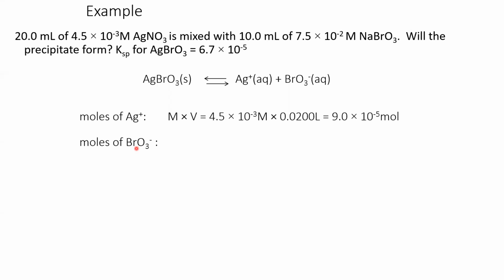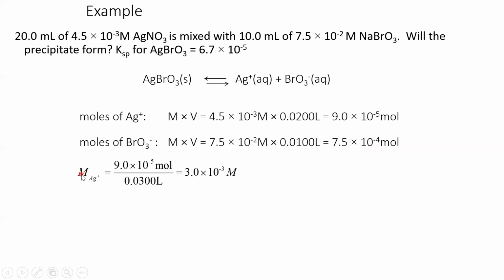You're going to do the same thing that we did for the silver ion for the bromate ion. So we're going to take 7.5 times 10 to the minus 2. That's our molarity, times 10 milliliters. We're going to convert that to liters, and we're going to get 7.5 times 10 to the minus 4 moles. Agreed. Good.